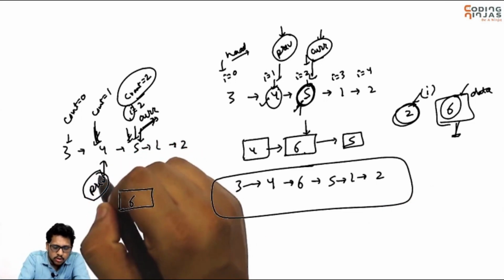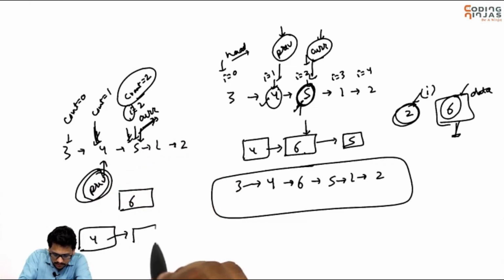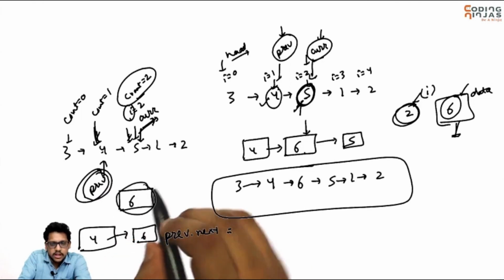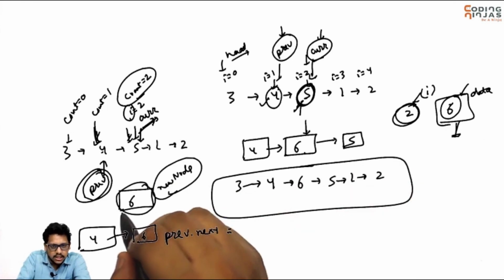If I had pointed through previous like this, then previous's next should be 6. So this represents what? Previous. Previous was 4. Previous dot next equal to what? Let's say you made a new node with this reference. Let's say new node. You created a node for 6 like this.